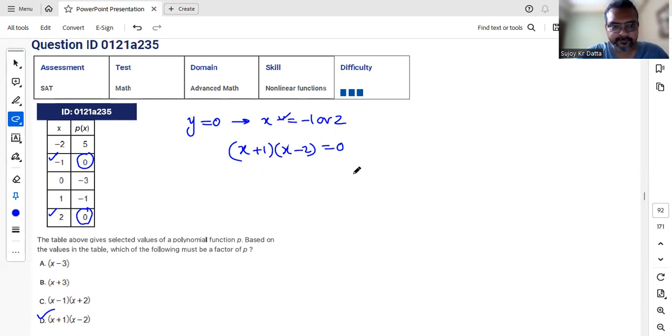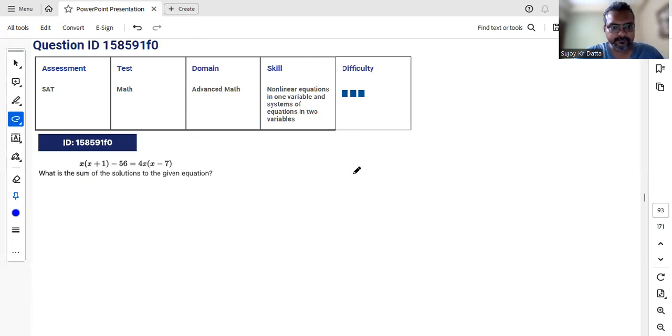Let's go to the next one. So you have a quadratic. Again, they're asking for the sum of the solutions. Okay, so let's open it up. Distribute: x squared plus x minus 56 is 4x squared minus 28x.